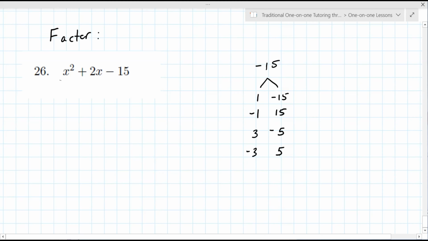So one of these 4 adds up to positive 2. Which one is it? -3 plus 5. Yes, -3 and 5. So you say x minus 3, x plus 5.